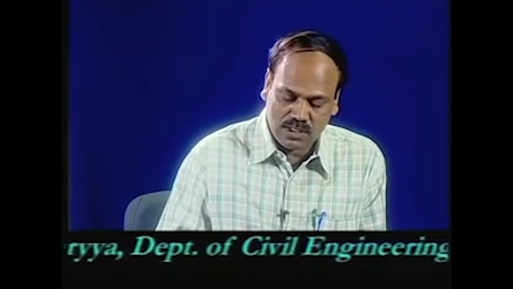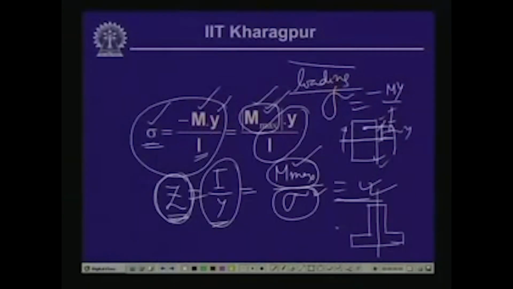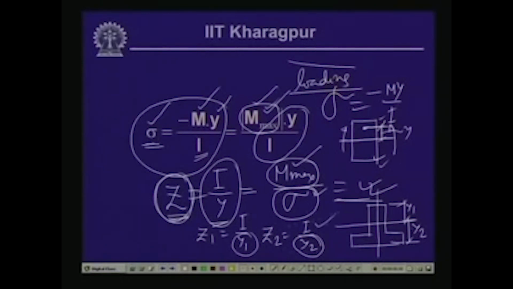Now, if the member is unsymmetrical with respect to x axis, as we had discussed last time, supposing we have a cross section which is symmetrical with respect to y axis, but unsymmetrical with respect to x axis, then these y values will be different from the neutral axis for the two ends, and we can designate these as y1 and y2, and correspondingly we will have two values of I by y. We can call one as z1, which is equal to I by y1, and the other one will be z2, which is I by y2.